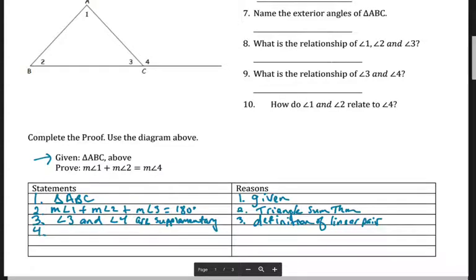Okay, so since we know that they're supplementary, then we know that when you add them together, they add up to be 180. That's the definition of supplementary. So our reason is definition of supplementary.